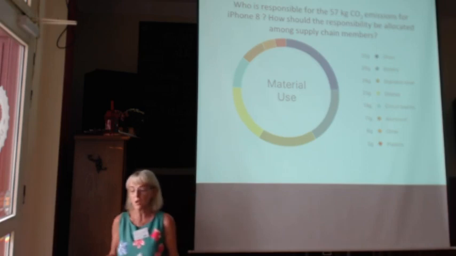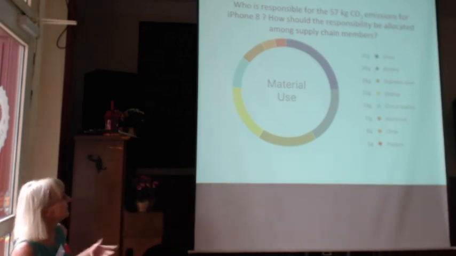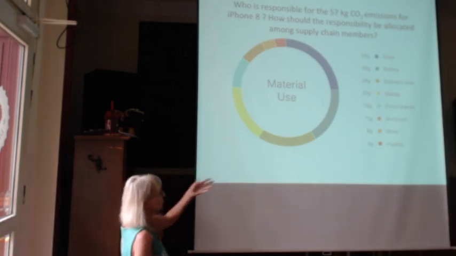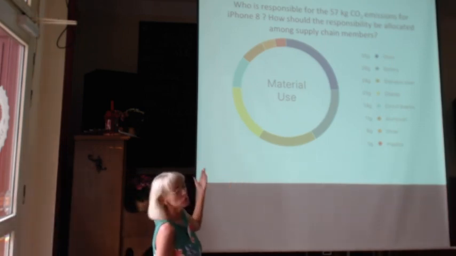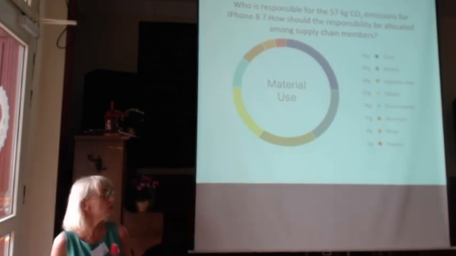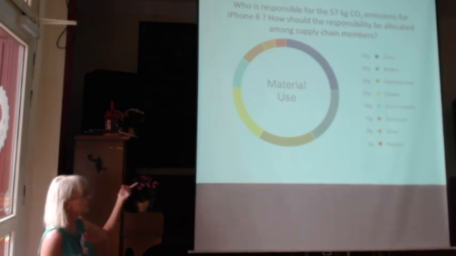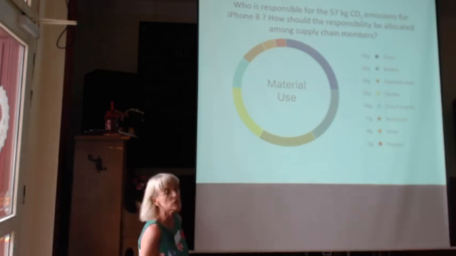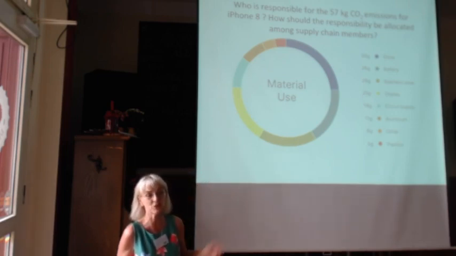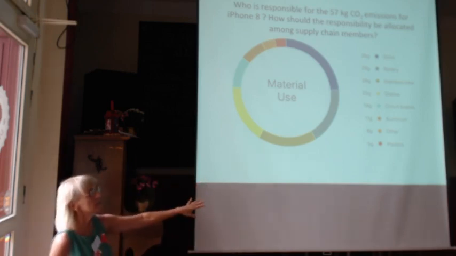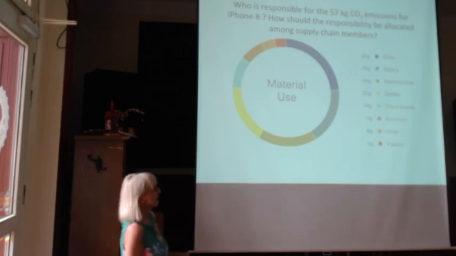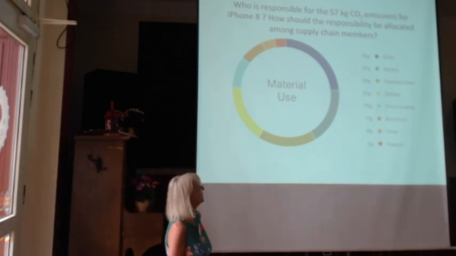And the question is now, who is responsible for this? Is the glass manufacturer, is the assembler, is the aluminum extractor responsible, or should Apple be responsible? So when we do these calculations, whether it's for carbon tax or for carbon trade, what share of this should Apple be responsible for? At the moment, Apple is not responsible for any of this. This is all done by somebody else. Apple is just responsible for its direct emissions, which doesn't account for any of these guys.